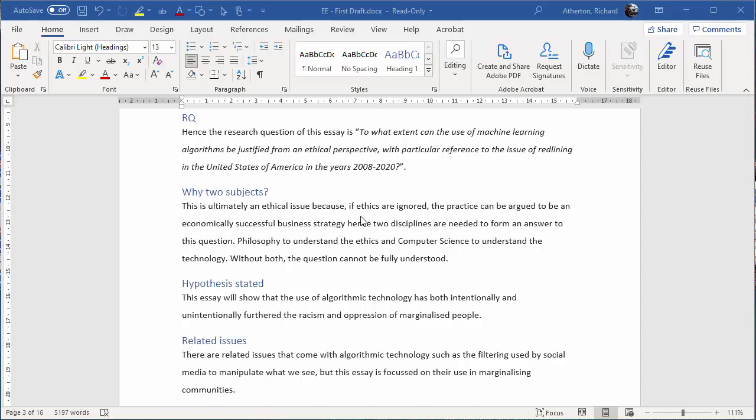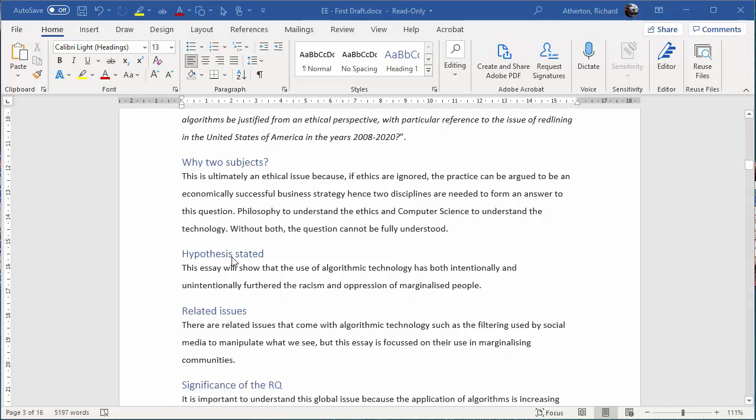It's not good enough just to have a generic understanding of it. Ben's essay is going to look very carefully at what an algorithm actually is. And similarly, you can't understand ethics fully without a philosophy background. So you need those two subjects. Otherwise it can't be done.